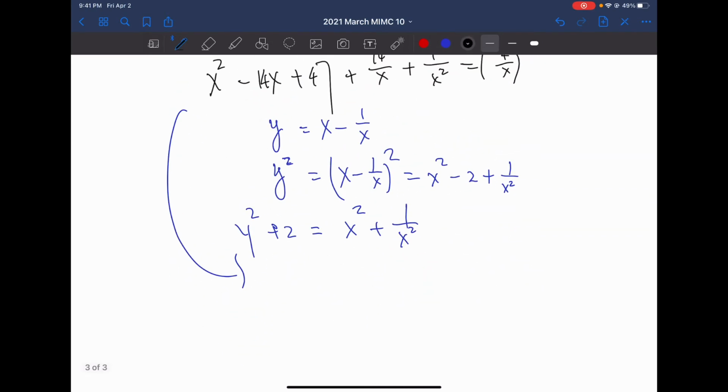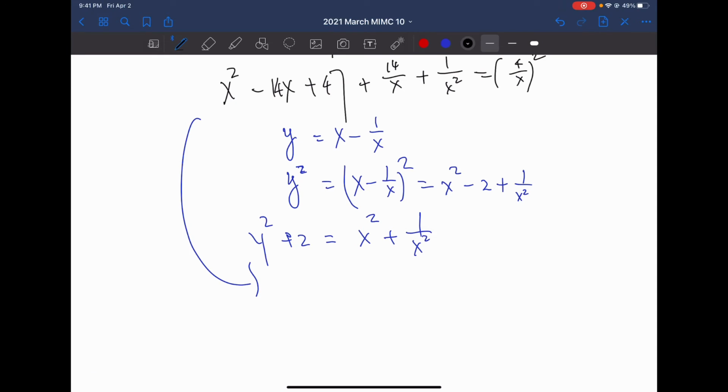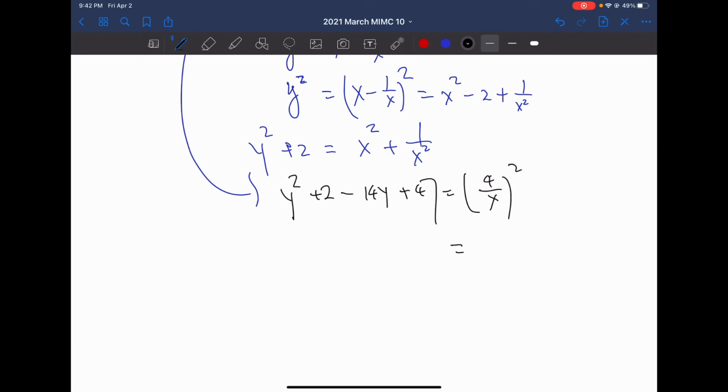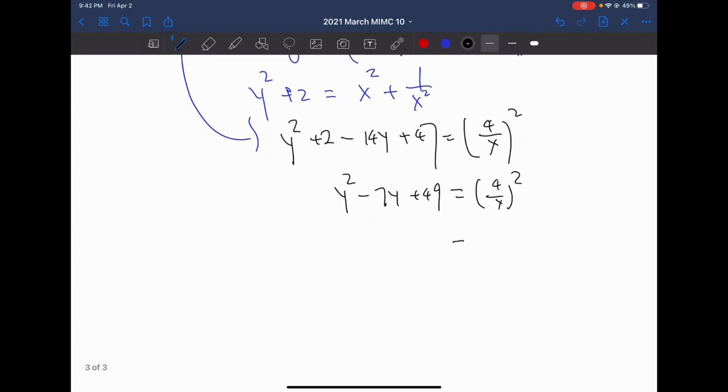And plugging it back in, we can get that x squared plus 1 over x squared can be substituted by y squared plus 2 minus 14y plus 47 is equal to 4 over x squared. And that would be y squared minus 7y plus 49 is equal to 4 over x squared. And convert that, no, actually, my bad, that is actually 14y.